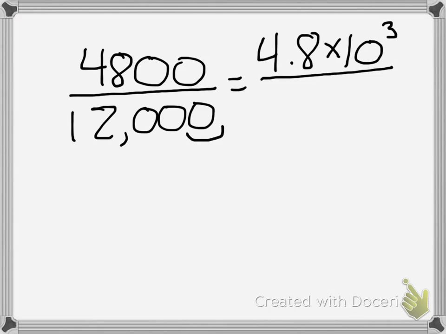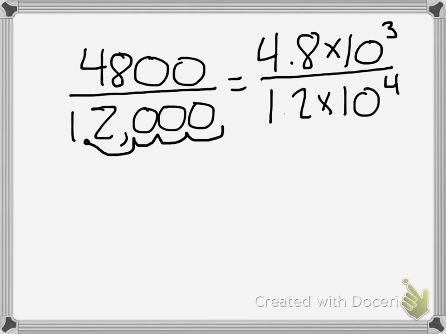I move my decimal place 1, 2, 3, 4 times to get something between 1 and 10. That gives me 1.2 times 10 to the 4. And my number was definitely bigger than 10, so that should be a positive 4. So I have 1.2 times 10 to the 4. 4.8 divided by 1.2. That's something I can do, right? 4.8 divided by 1.2, that's just 4.